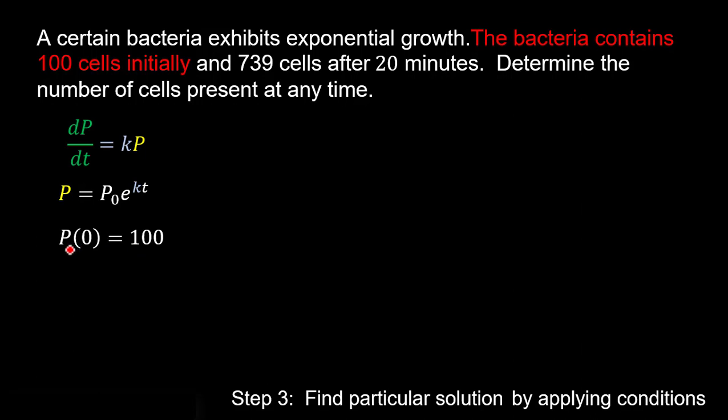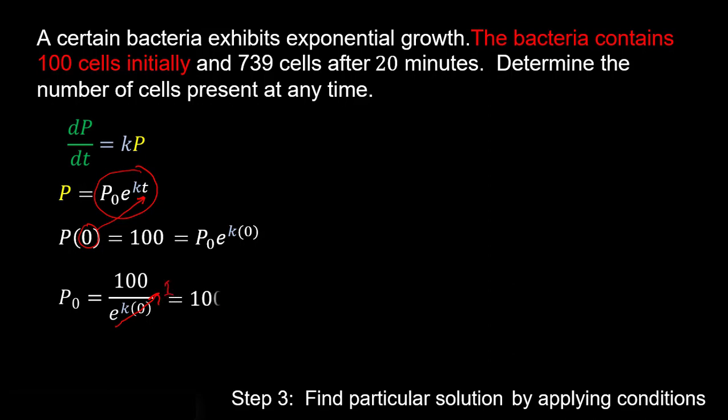So we can write that out here. Then we can set 100 equal to our general solution when we plug in this 0 for our t. So bringing that down, we have 100 equals p naught e to the k times 0. And now this makes it easy. We can actually solve for p naught, and that's going to be 100 divided by e to the k times 0. And of course, e to the k times 0 is going to be e to the 0, which is just going to go to 1. So our p naught is just going to be 100.